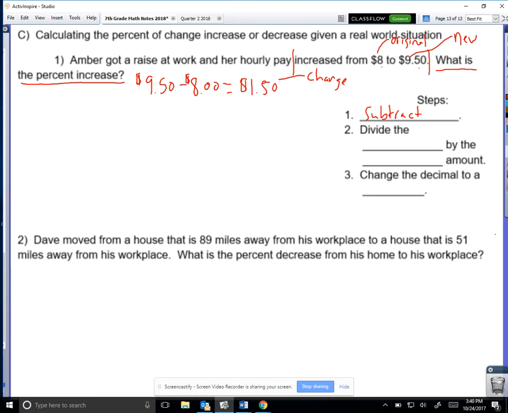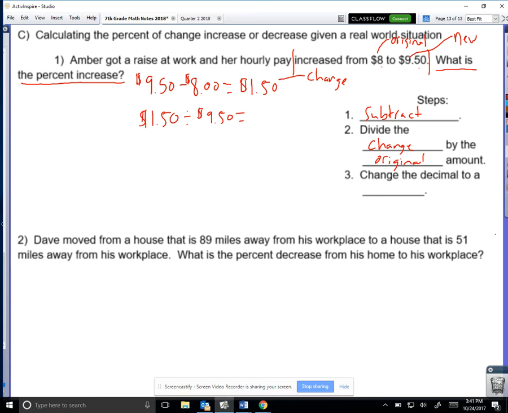So now I'm on to step number 2. I'm going to divide the change by the original amount. So I'm going to take $1.50 and I'm going to divide that by $9.50. And when I do that, that is going to give me, oh, excuse me.